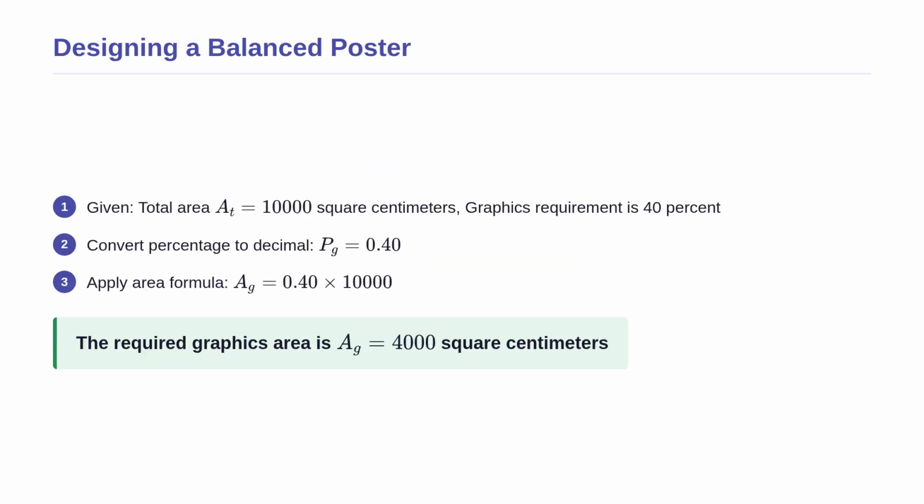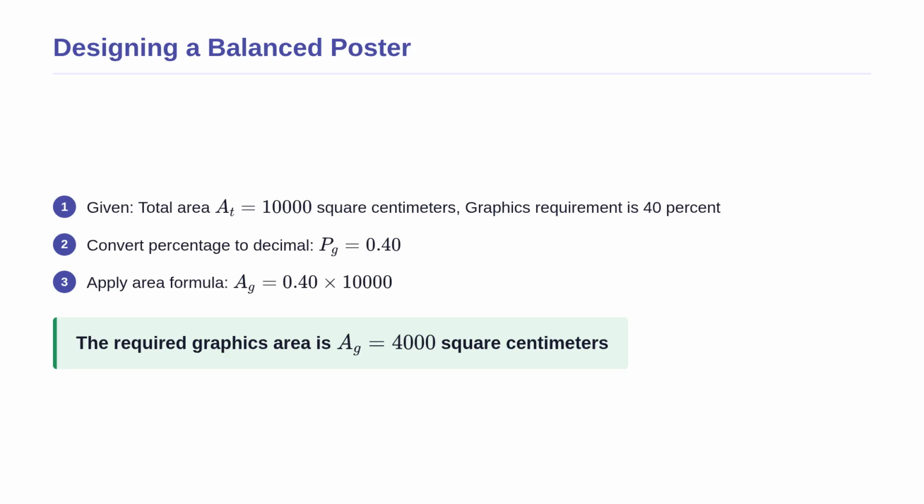Let us apply this to a real-world design scenario. A researcher is designing a poster with a total printable area of 10,000 square centimeters. The design standard requires exactly 40% of the space to be graphics. How much physical area is that?